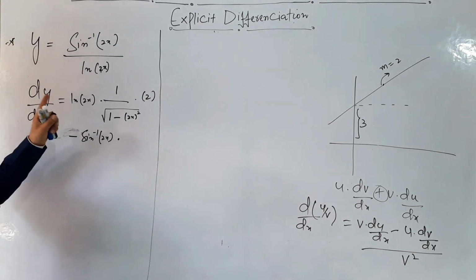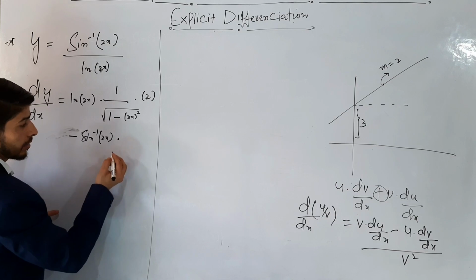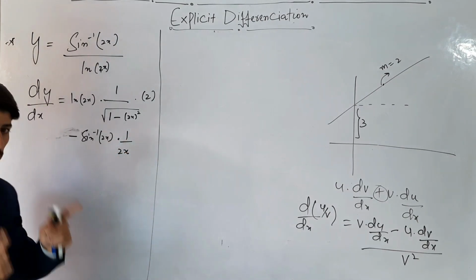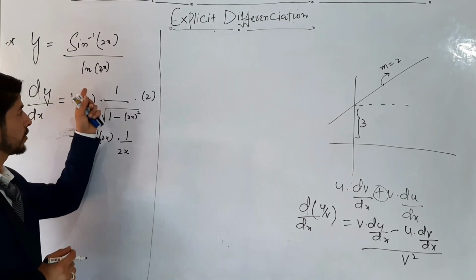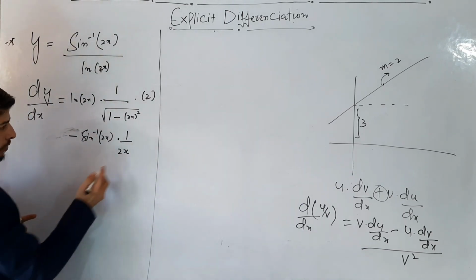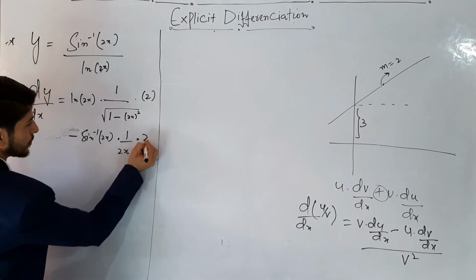Multiply. What will be the derivative of v? v is here ln of 2x. The derivative of ln of 2x is 1 upon 2x, isn't it? The derivative of ln of x is 1 upon x. Assume that this 2x is an x. The derivative of ln of 2x will be 1 upon 2x, multiplied by the derivative of this 2x, that will be 2.